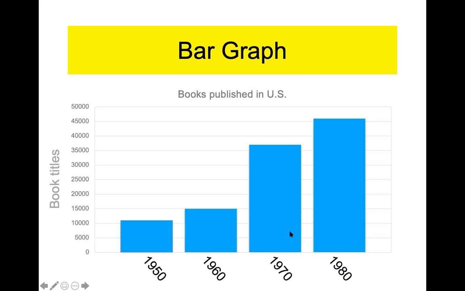So we got the 50s, the 60s, 70s, kind of like what we did the previous time. Book titles. So let's see, it looks like way back in the 50s, there were only 10,000 titles published. But by 1980, there were a little bit more than 45,000 different books published.